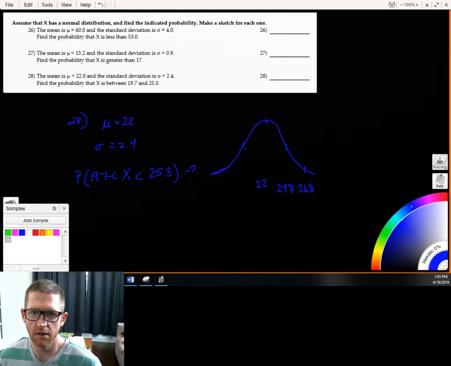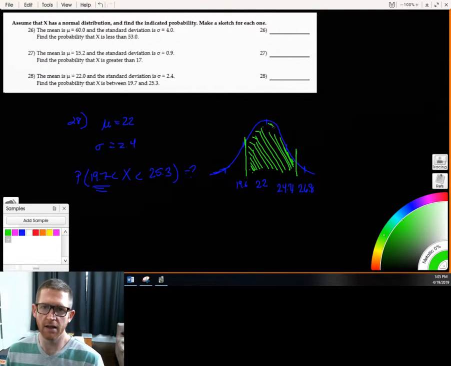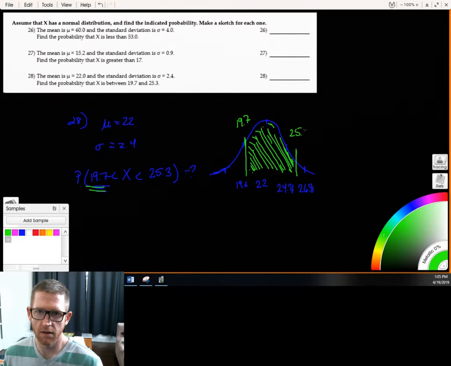And then going down, minus 2.4 would be 19.6. I don't need to go much further for this specific problem, so I won't. Because I'm going between 19.7, which would be right above 19.6, and 25.3, which is somewhere in the middle. So I want to know this area, randomly selecting a value between 19.7 and 25.3.